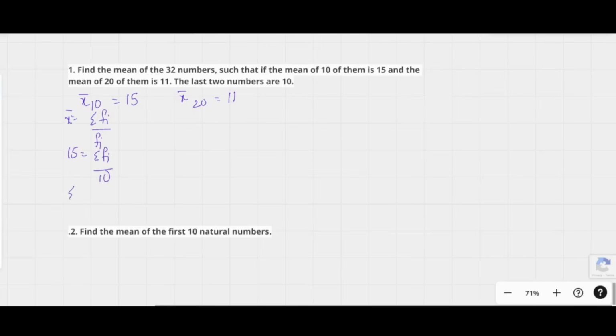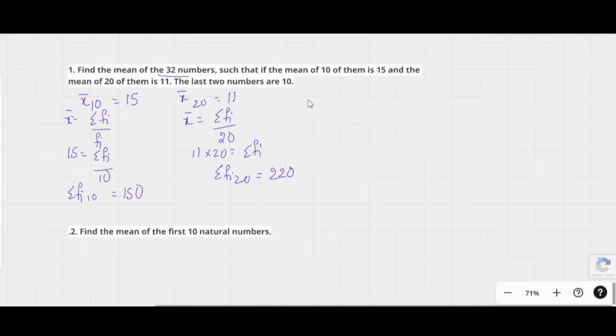So sigma fi for the first 10 numbers will be equal to how much? 150. And coming here, x bar is equal to sigma fi by 20. x bar is 11, so 11 into 20 is equal to sigma fi. So sigma fi for the 20 numbers is 220.